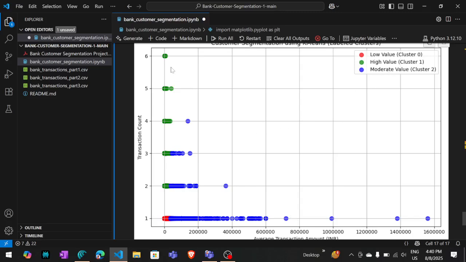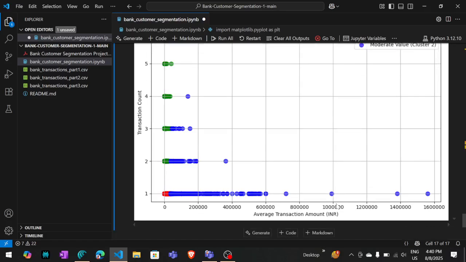And for high value customers, they have more transaction counts, that is, a transaction count of 6 or 5 or 4. They also have a higher value, so around these points they would also have some transaction amount.